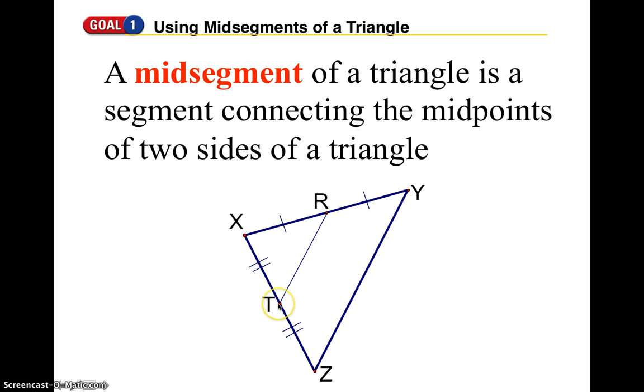And likewise, T is in the middle of side XZ, and I know it's in the middle because this piece on this side, XT, has been marked equal to the piece on this side, TZ. So that means that the piece that connects R and T is called a mid-segment. It is right between, or it connects, the midpoints.